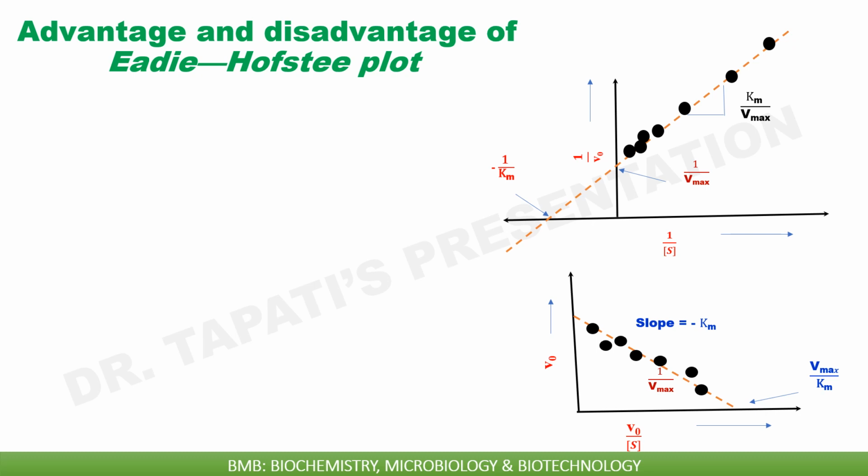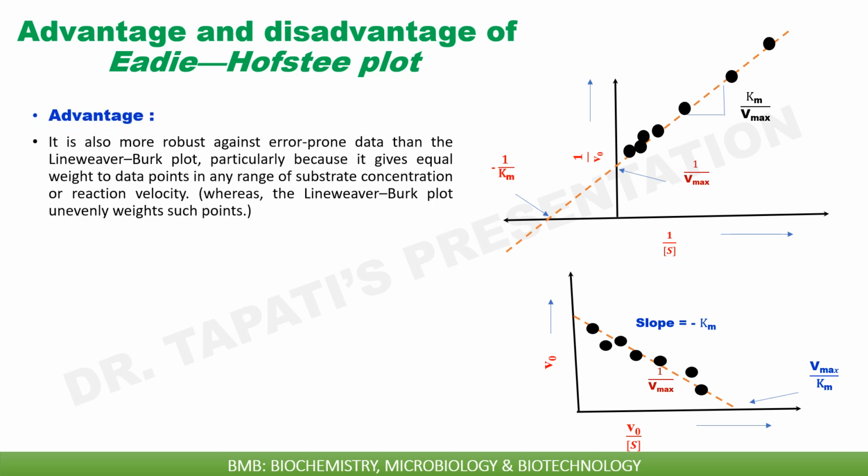Let's discuss the advantages and disadvantages of the Eadie Hofstee plot. First of all, the advantage: it is more robust against error-prone data than the Lineweaver-Burk plot, particularly because it gives equal weight to data points in any range of substrate concentration or reaction velocity, as I already told, whereas the Lineweaver-Burk plot unevenly weights such points. You can clearly see the difference of these two plots.